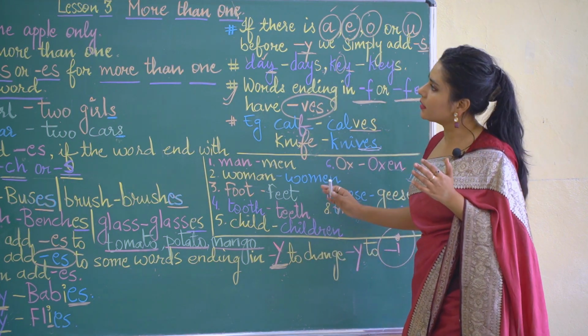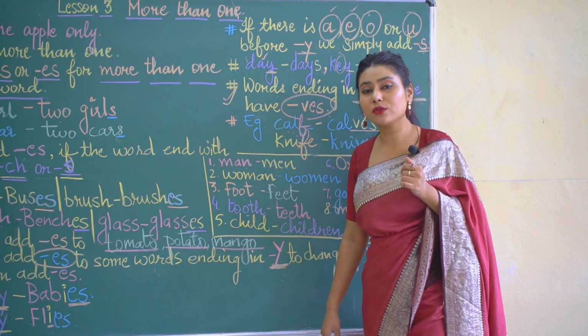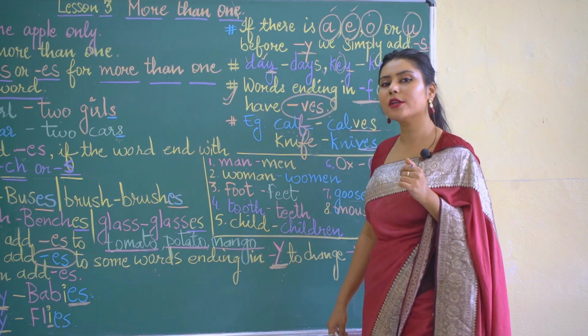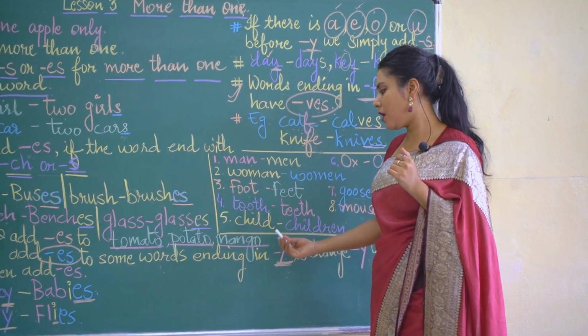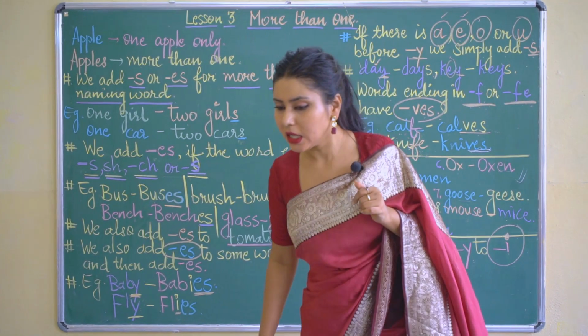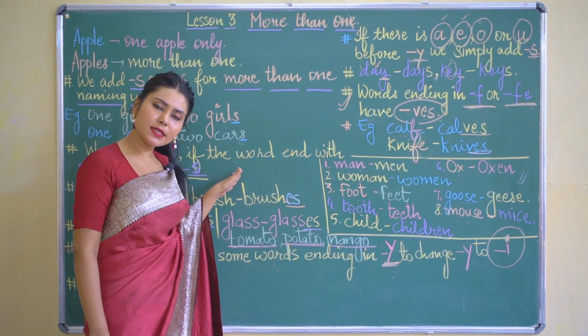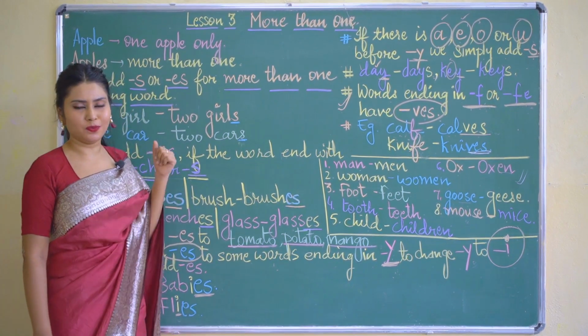So children, here we finish with lesson 3, more than one, and we are going to solve the exercises. I want you to try to solve the exercise given on page number 13 of your book, and then we are going to discuss the answers in our school group. Thank you.